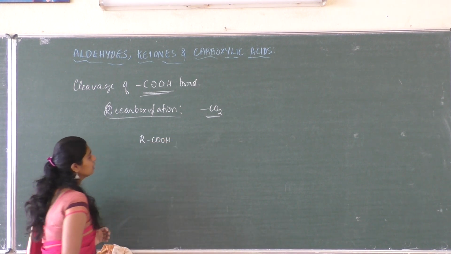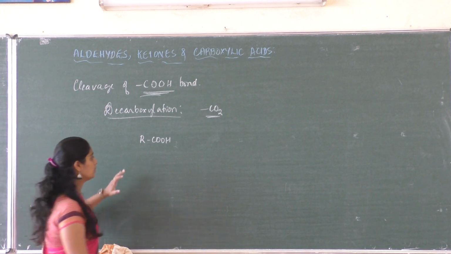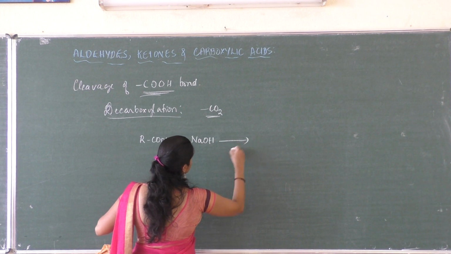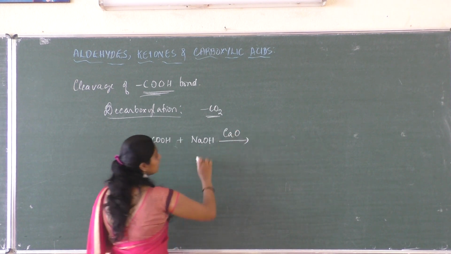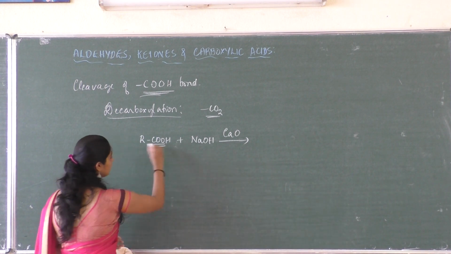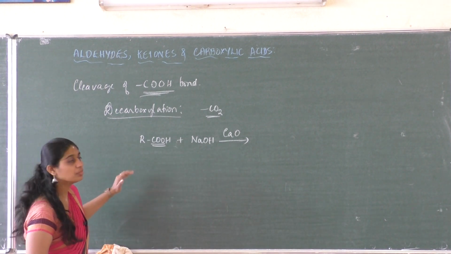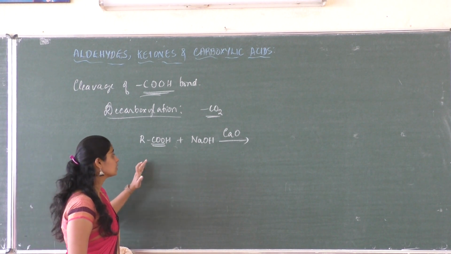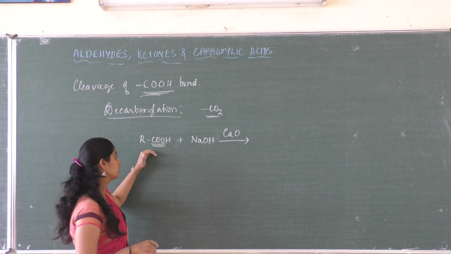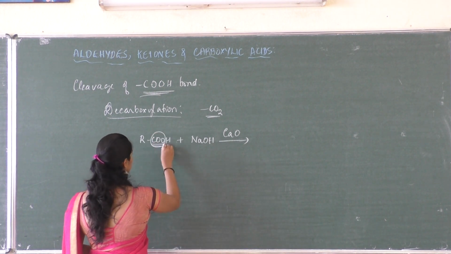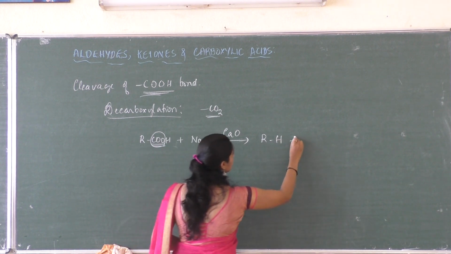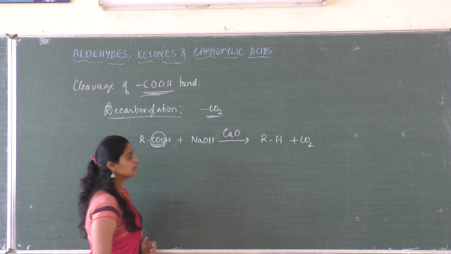So when the carboxylic acid is heated with soda lime, that is a mixture of sodium hydroxide and calcium oxide, the removal of carbon dioxide takes place so as to form hydrocarbons which consist of one carbon less than that of the parent carboxylic acid. That is, this molecule gets eliminated so as to form RH plus CO2.